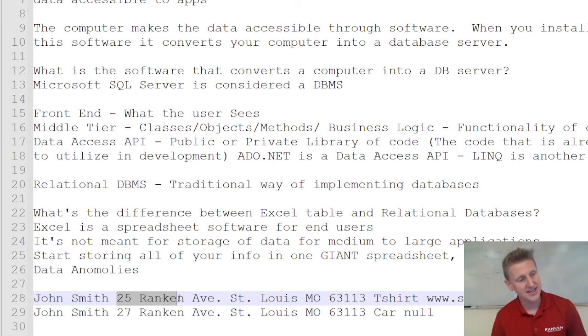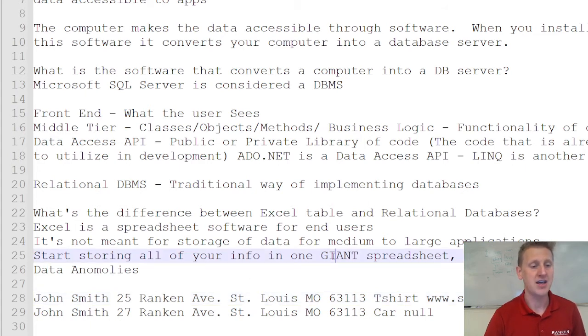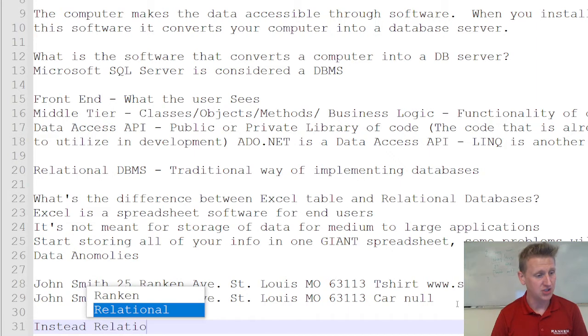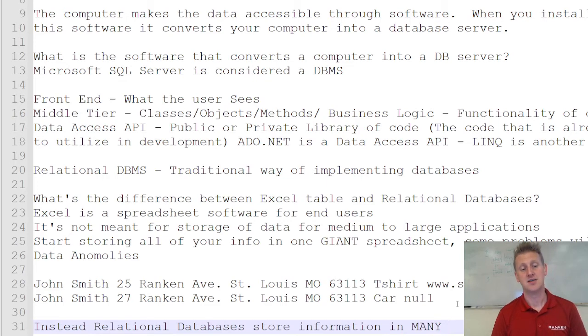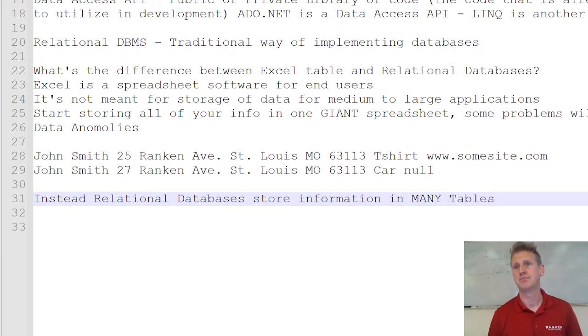So they found out that instead of storing all the information in one giant spreadsheet, like you would think to do in Excel, relational databases instead store information in many spreadsheets, but they're not called spreadsheets, they're called tables. They're just rows and columns, just like a spreadsheet, but there's some differences, and I'm going to highlight the differences. They store information in many tables.